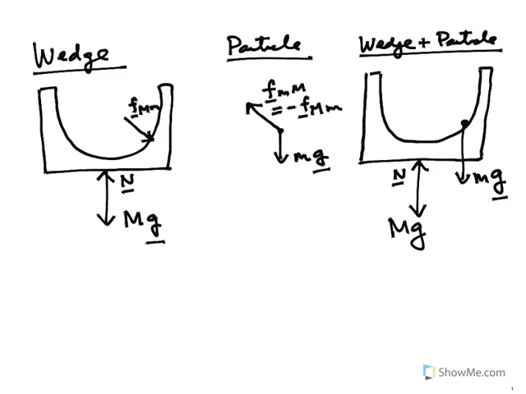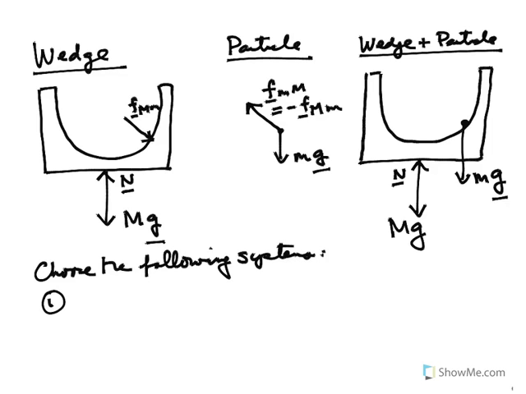Now, in order to be able to do this, we have to again do the same thing we did in the previous example, which is we have to pick one, either the particle or the wedge, and then pick the whole system. So we're going to choose the following systems. 1, we're going to choose the particle because it has fewer forces acting on it. And 2, we're going to choose the wedge plus the particle because we have to choose the whole system.